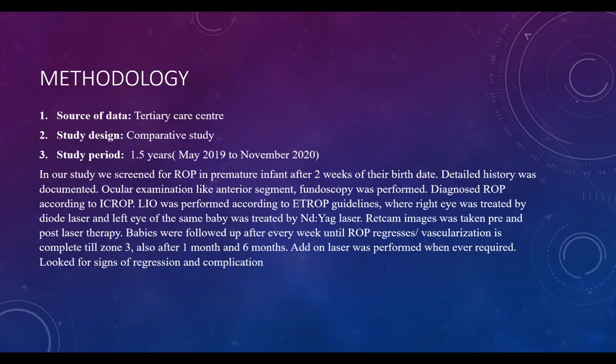Here we are treating the right eye of the baby by diode laser and the left eye of the same baby with Nd:YAG laser. RetCam images were taken pre and post laser therapy. They were followed up every week until ROP regressed and vascularization was complete in zone 3. Also, after 1 month and 6 months, add-on laser was performed whenever required. We looked for signs of regression and complications.